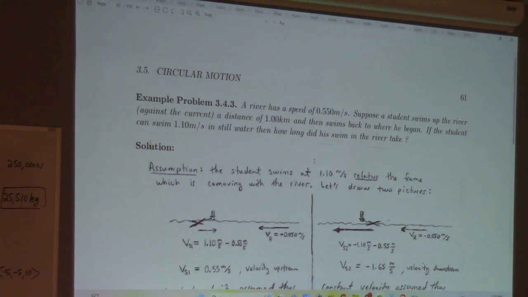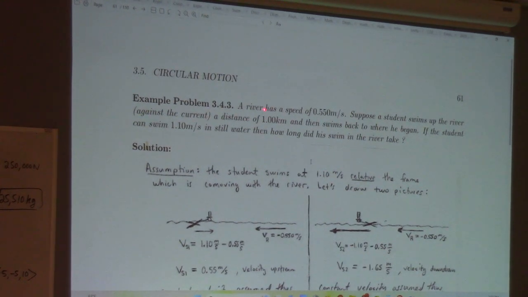He swims up the river against the current 1 kilometer. Well, what's his effective speed if he's swimming against the water with respect to the river bank, the fixed frame of reference of the Earth? He's really only swimming 0.55 meters per second, right? Because he's going against the water. He's not actually swimming at 1.1 meters per second relative to the bank of the river. So how long does it take him to go a kilometer at that speed?